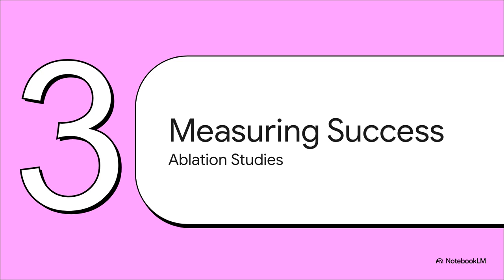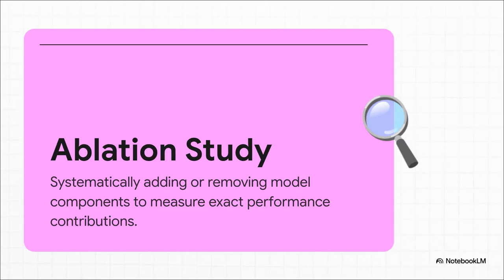Now it's time to put this AI engine on the dyno, so to speak, and test its true horsepower. In machine learning, we test that horsepower using an ablation study. If you're not familiar, this is just the scientific process of systematically stripping away or adding specific components of the AI model. By doing this, we can mathematically measure the exact performance contribution of each individual piece. It proves beyond a doubt that our architectural innovations are actually doing the heavy lifting.